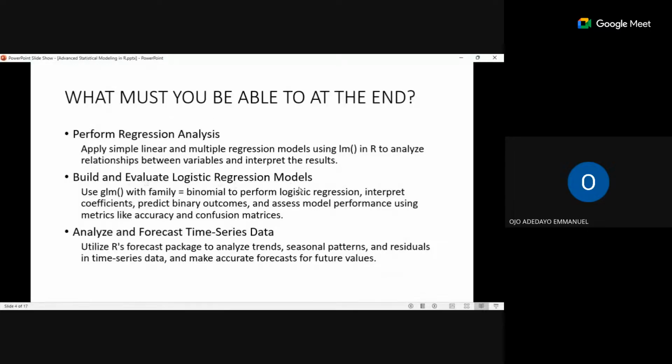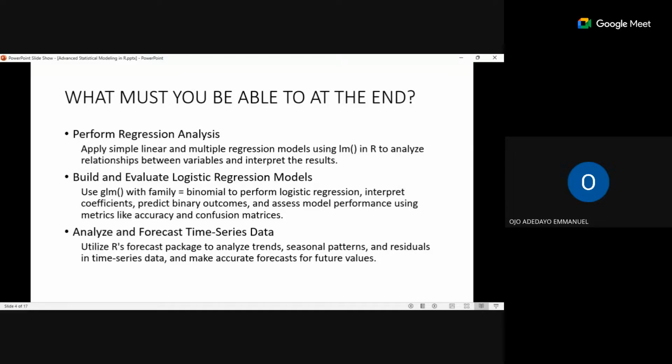Then build and evaluate a logistic regression model. You've heard about logistic regression. What is logistic regression? Let me quickly do a recap before we move to our work for tonight. Logistic regression simply means that the dependent variable, which is also the outcome variable or response variable, is binary, dichotomous. That is either yes or no, either pass or fail, either the disease is present or not.